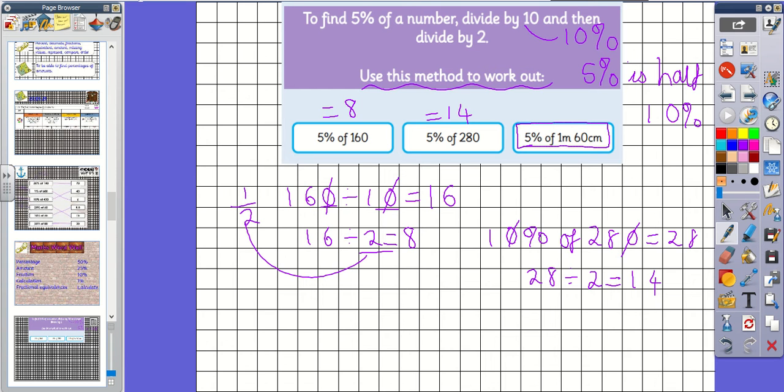So I need to convert my metres into centimetres. So I know that there are 100 centimetres in 1 metre. So this here would equal 160 centimetres, okay? So I need to do 160 divided by 10, which equals 16. I then need to do 16 divided by 2, which equals 8. So my answer is 8 centimetres. Okay then, superstars, that's how you find out 5%. Divide by 10 and then divide by 2.